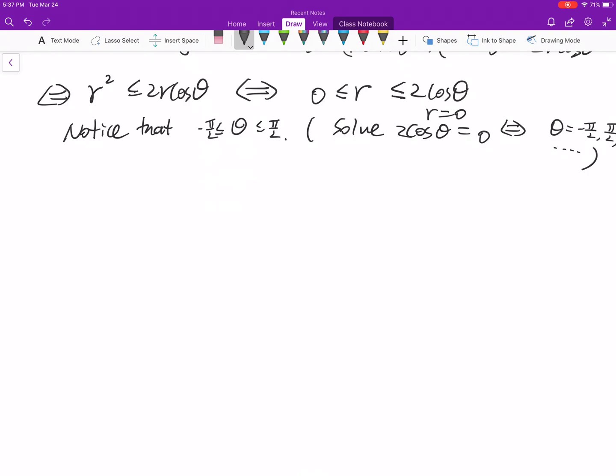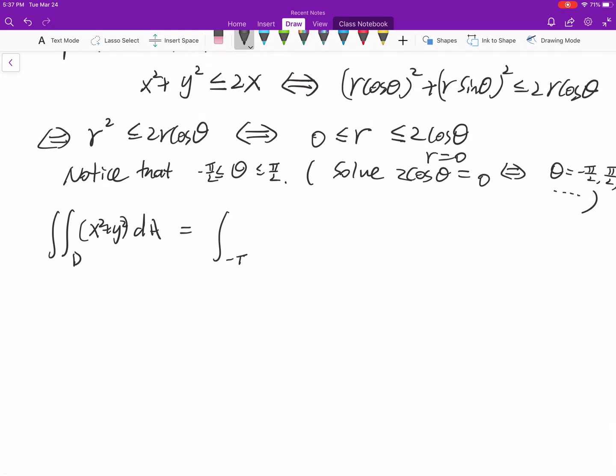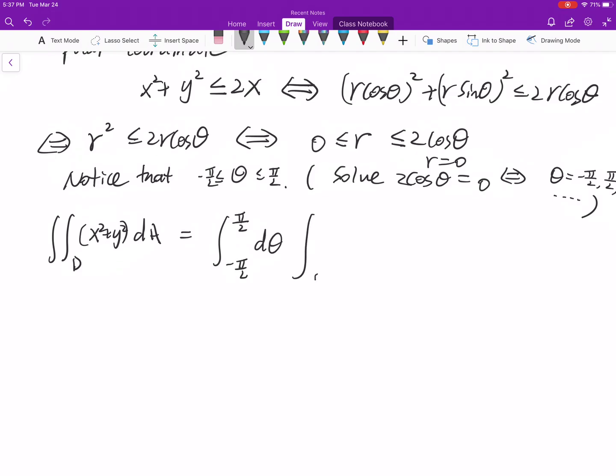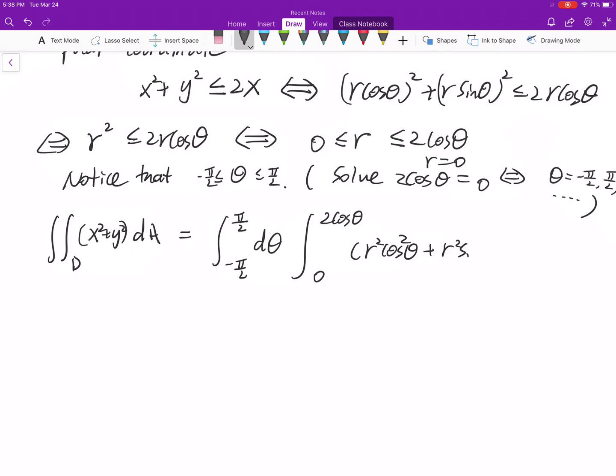Okay, then the integral now can be written down as an iterated integral as follows. Theta is from negative pi over 2 to pi over 2, and then r is from 0 to 2 cosine theta. And inside, we substitute x to r cosine theta, y to be r sine theta. Okay, so here I almost make a mistake. You have r dr d theta. This r is important.